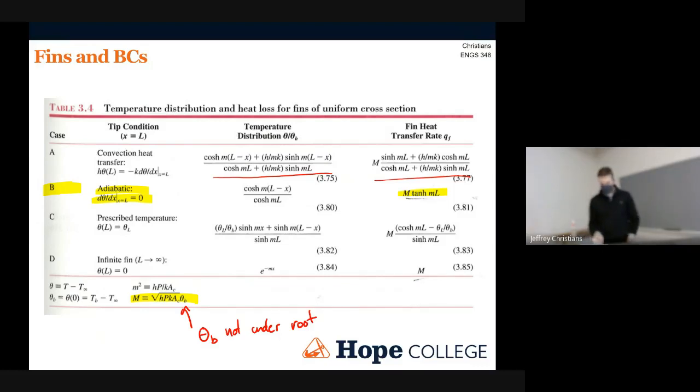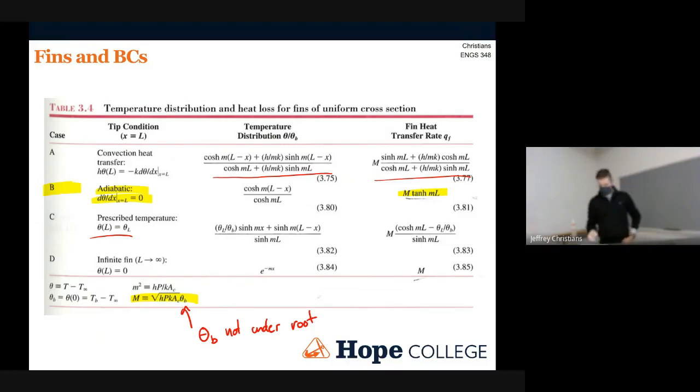Sometimes we'll have a prescribed tip temperature. For example, if you had two different things at different temperatures connected by something else, you could have each end at set temperatures and heat traveling across, say, a rod connecting two objects. You could figure out the heat transfer rate from that.